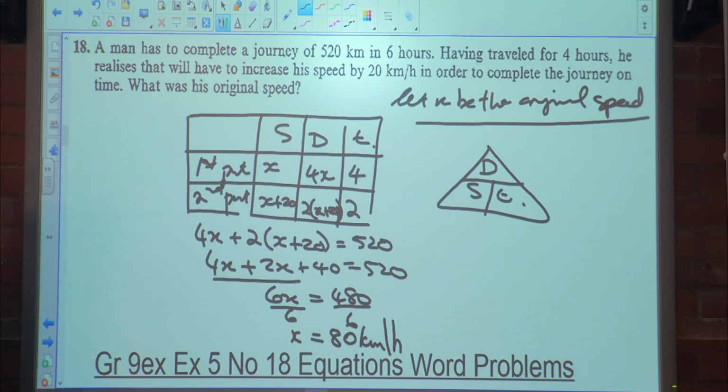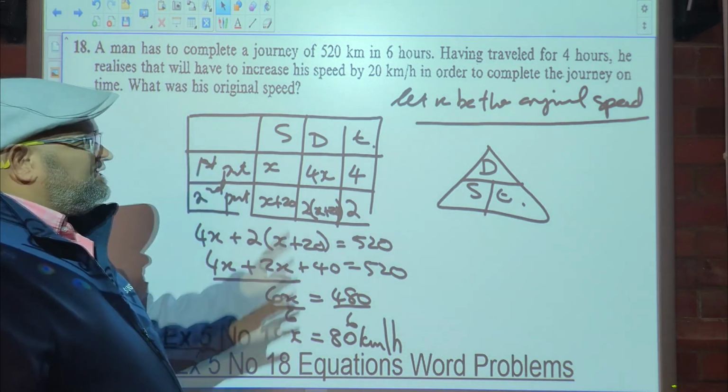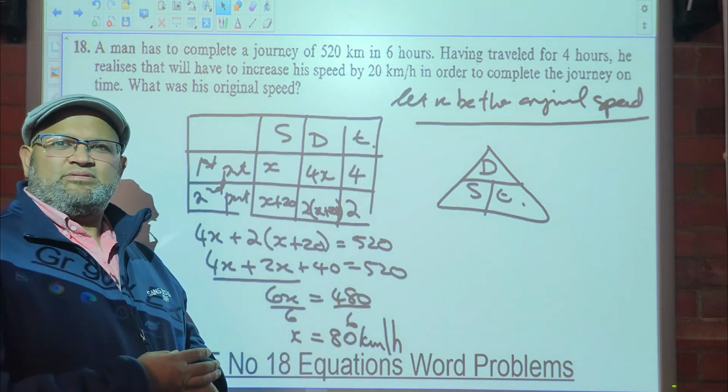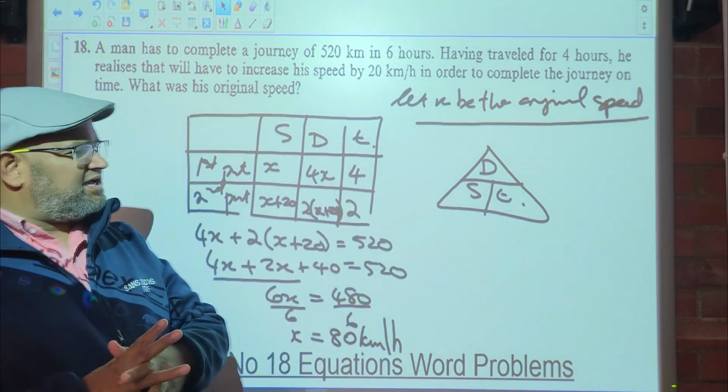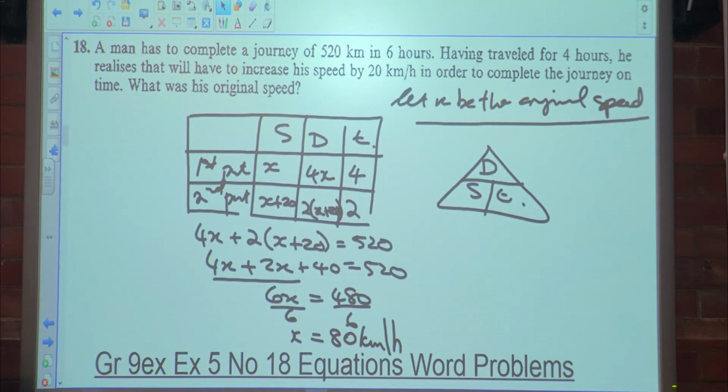Remember, when it comes to speed, distance, time questions, it's always going to be easier to set up a table. Okay, and memorize that diagram there, the triangle. And from there we just fill in what we have. Not so complex.